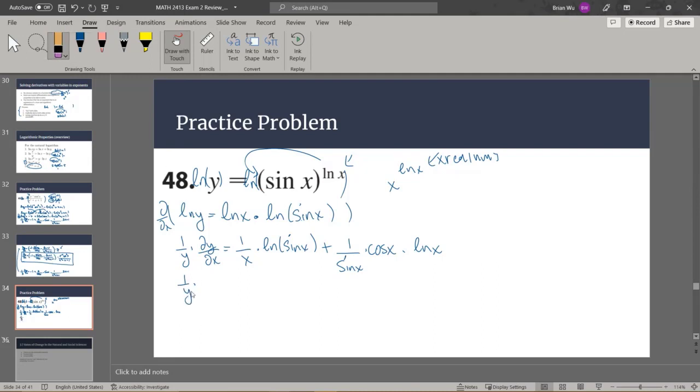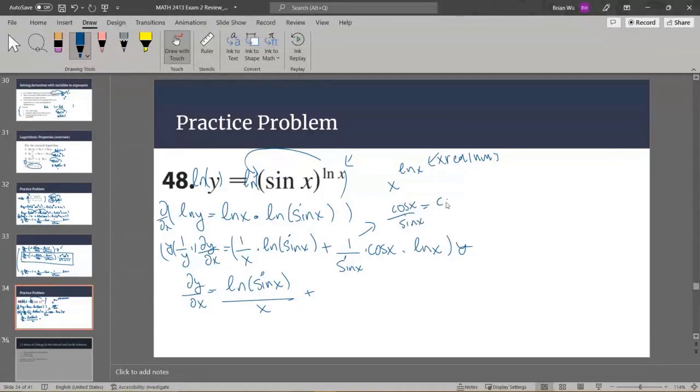I'm also going to go ahead and multiply the y over. So if we isolate dy over dx, we'll get ln of sine of x divided by x, plus, and I'm going to turn this cosine x over sine x into cotangent, which is one of the trig functions, times ln of x, and all of this is times y.